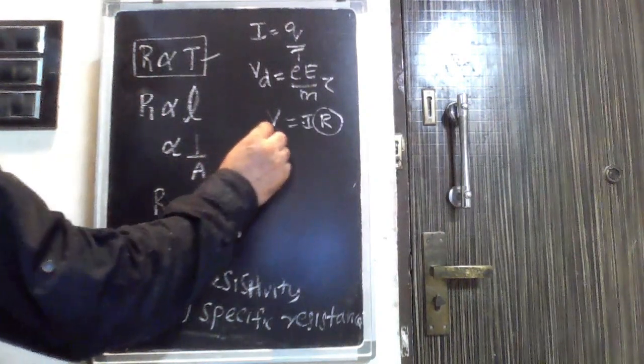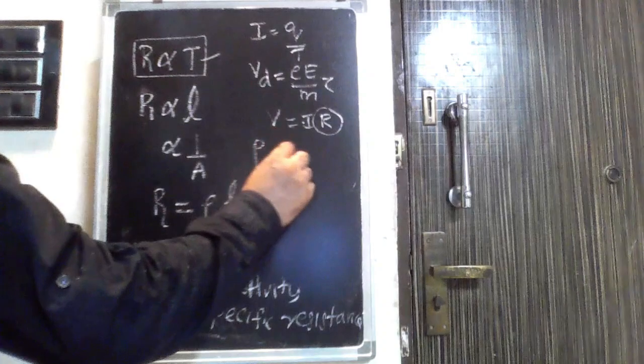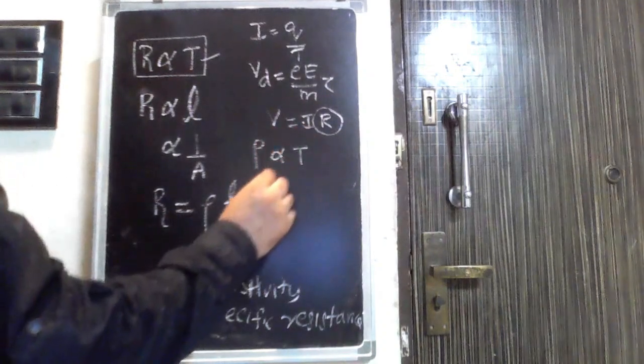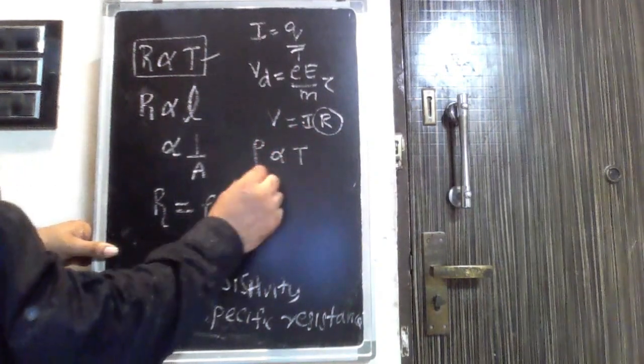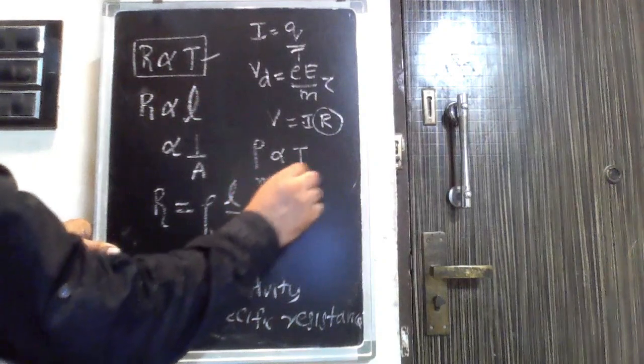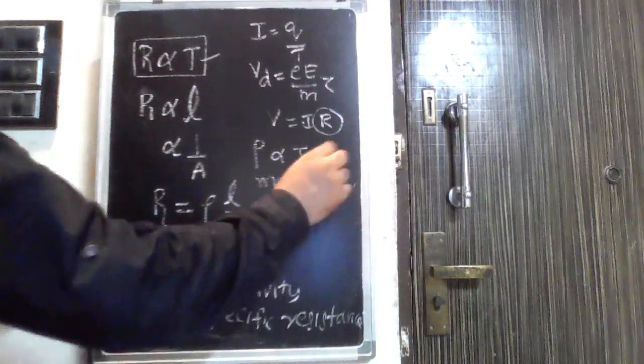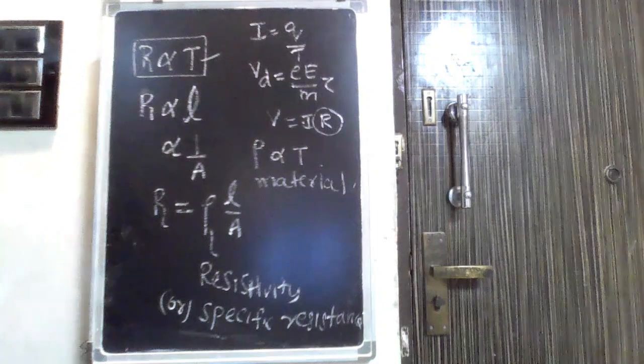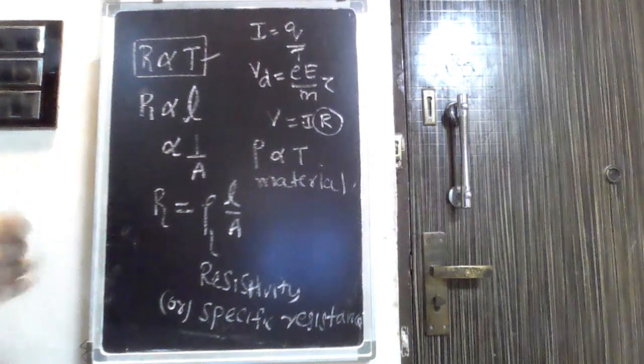Resistivity gets affected only by two things now. It gets affected by temperature, and by the nature of the material. So if you change the material, resistivity gets affected. Instead of copper, if you use silver or aluminium, resistivity is different. So resistivity depends on material and temperature.